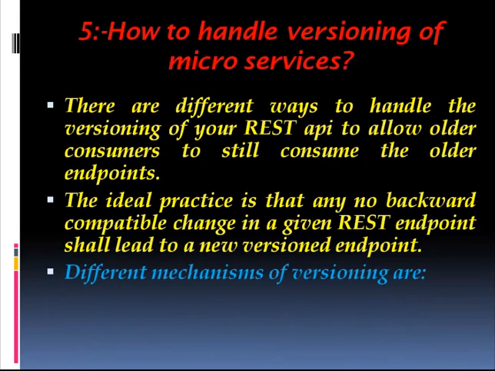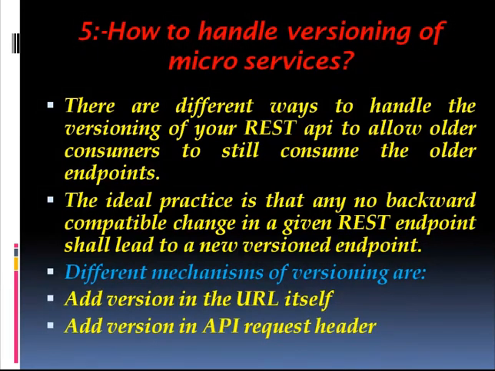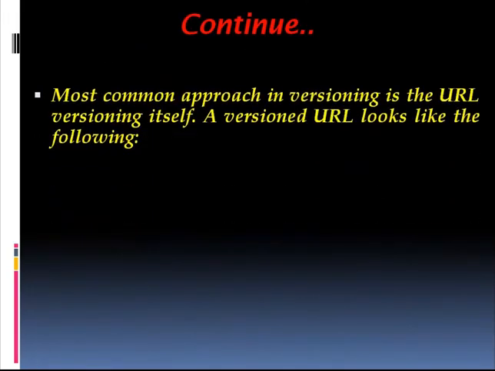So there are different mechanisms of versioning. We can add the version in the URL itself, or add the version in the API request header. The most common approach in versioning is URL versioning, where we directly add the version in the URL itself.